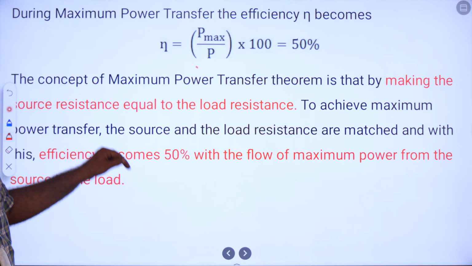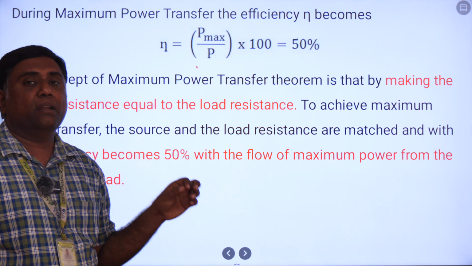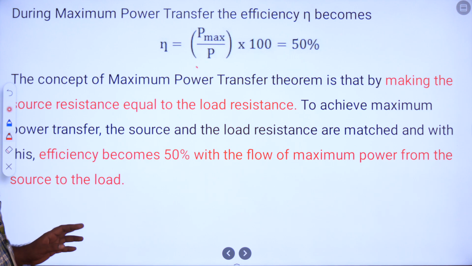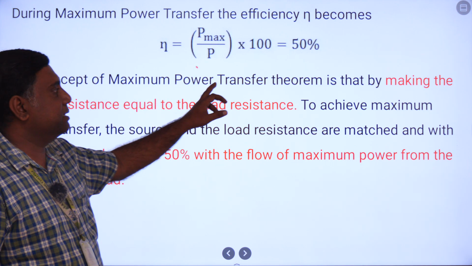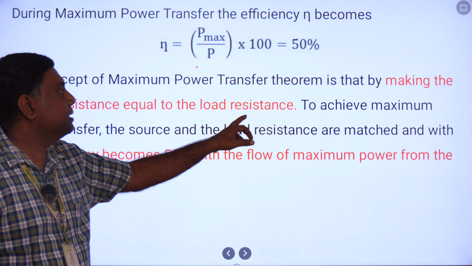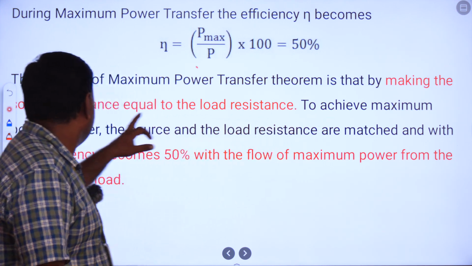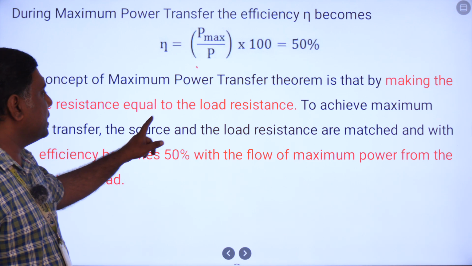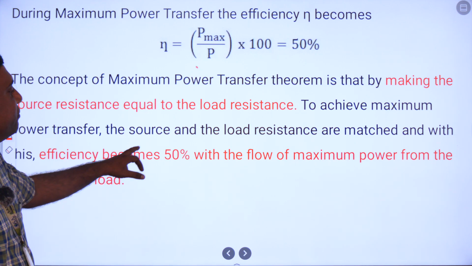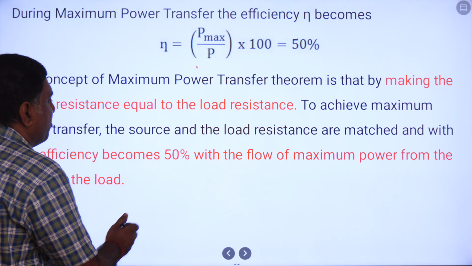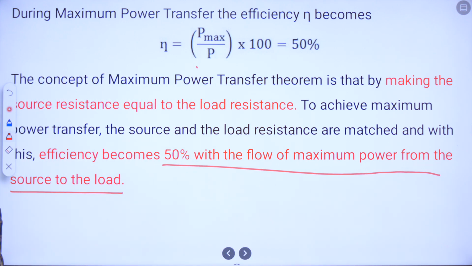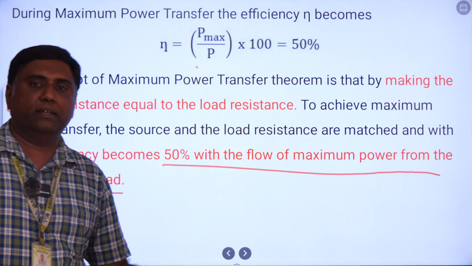So in this condition only, the maximum power transfer theorem will be satisfied, to transfer the maximum power to the load network. The concept of the maximum power transfer theorem is making the source resistance equal to the load resistance. Only then is maximum power transfer achieved: the source and the load resistance are matched, and the efficiency becomes 50% with the flow of maximum power from the source to the load. Hope you are clear with that question.